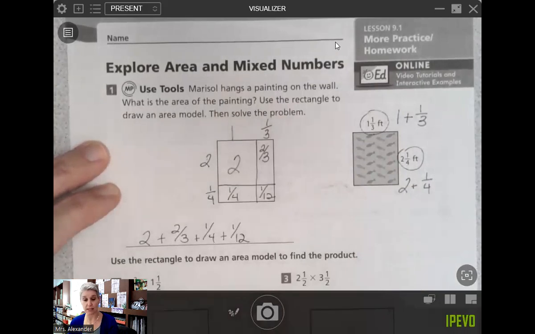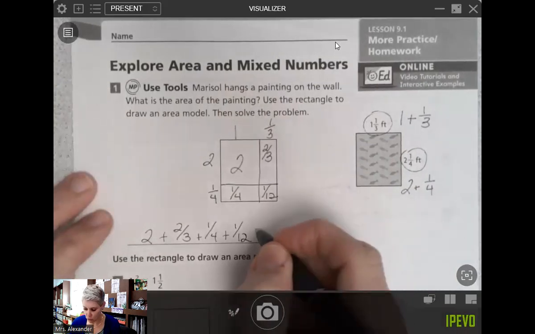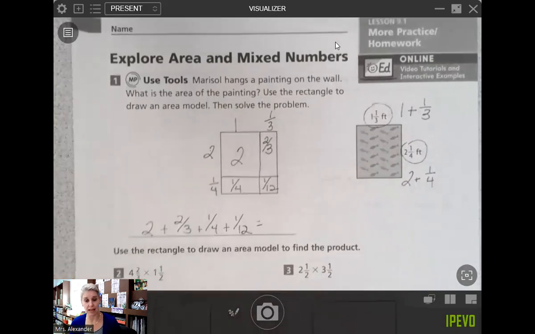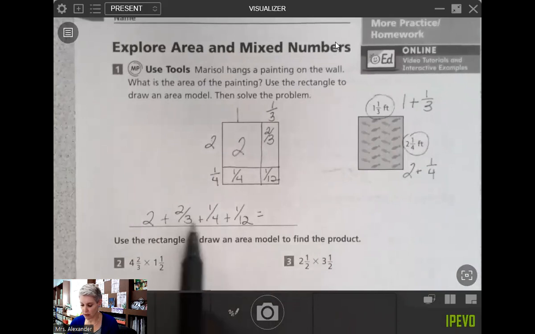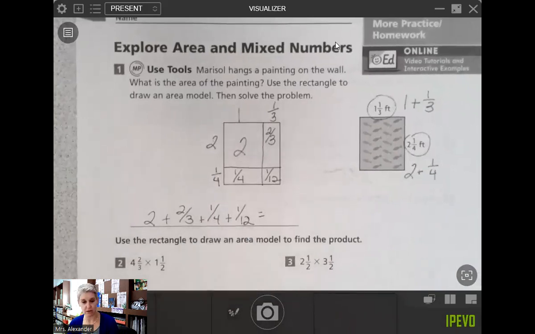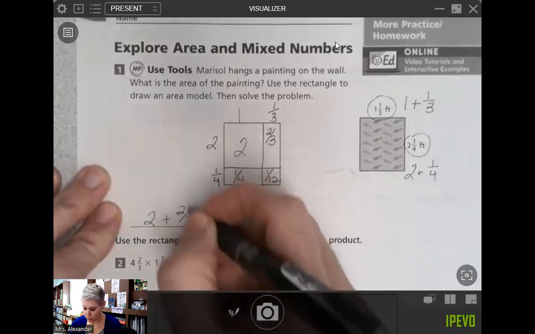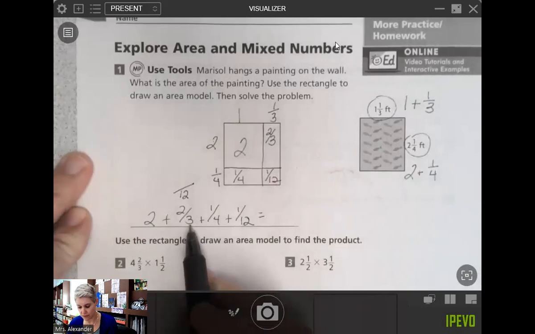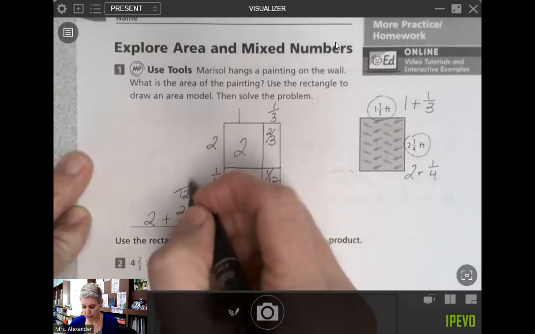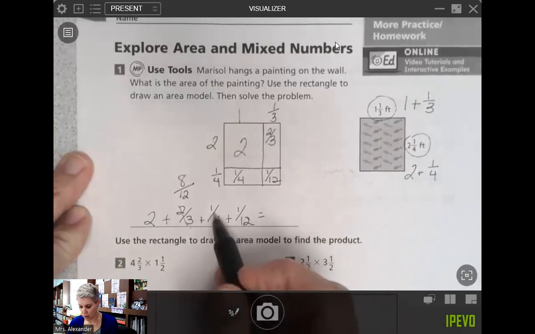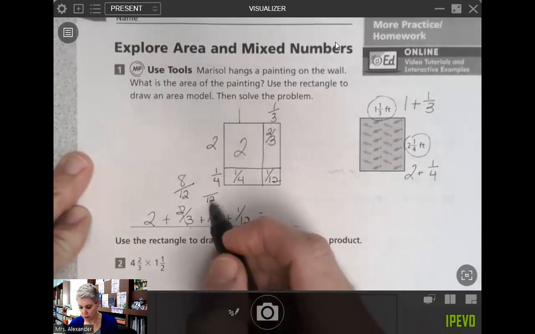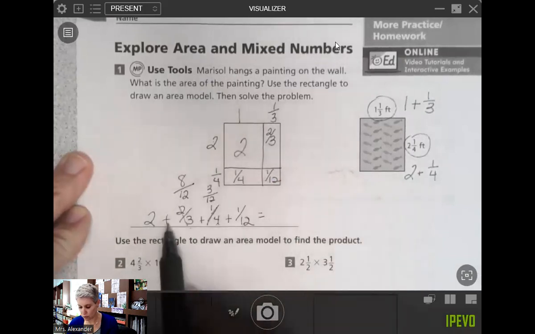Now I have to go back to our lessons on adding fractions. And of course, I'm going to need to adjust because I have thirds and fourths and 12ths. And when I'm adding, I need that common denominator. So when I look at those, they all share the factor of 12. So I'm going to adjust right here. Instead of 2/3, that would be how many 12ths? 3 times 4, 2 times 4, 8 12ths. Here again, I'm going to adjust to 12ths. 4 times 3, 1 times 3. So now I have 2 plus 8 12ths plus 3 12ths plus 1/12.